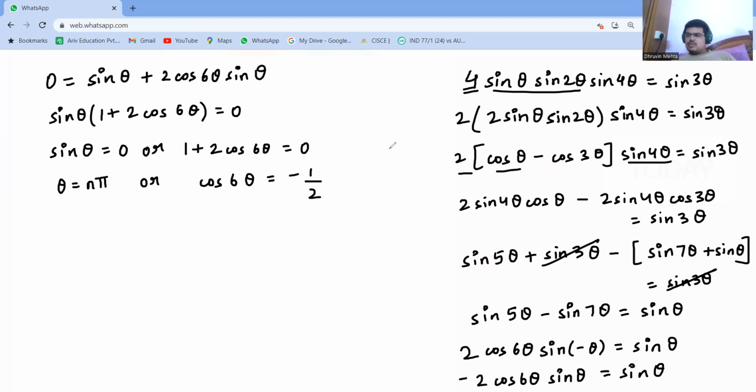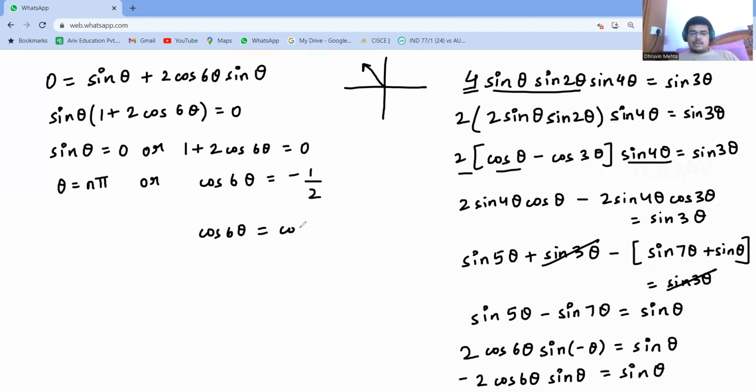Do you guys remember how to find the general solution? Do you remember the formulas for general solution? So cos 6 theta is minus half. See, cos is negative in which quadrant? You have to first think that. Second and third. Second and third quadrant. We will always select that quadrant which is first in the sequence. So I'm selecting the second quadrant.